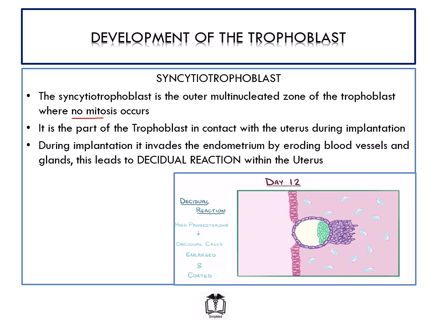The syncytiotrophoblast is the part of the trophoblast that usually comes in direct contact with the uterus during implantation, and it is involved in the process we call decidual reaction. When implantation is occurring, as the syncytiotrophoblast is embedded into the uterine wall, it tends to erode a number of blood vessels and glands. And this erosion of blood vessels and glands usually triggers a reaction we call decidual reaction within the uterus.